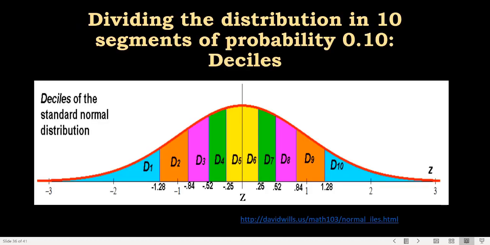Let's divide now the distribution into 10 equally probable parts. So we want partitions in which the probability is 10% or 0.10. These are called deciles. In the previous case, we were talking about quartiles. Quartiles because of 4, and deciles because of 10. From 0 to 0.25, we've got 10% of the probability. From 0.25 to 0.52, another 10%. From 0.52 to 0.84, another 10%, and so on and so forth.